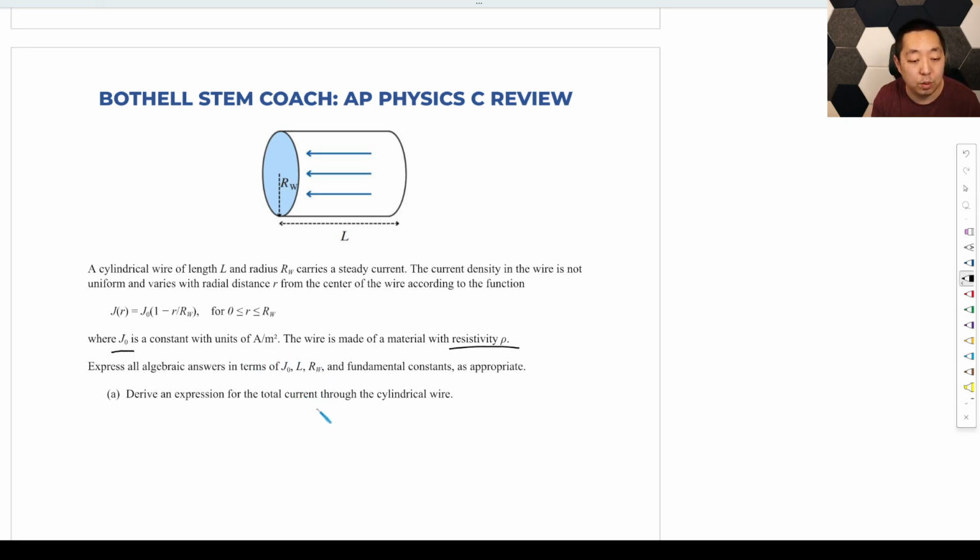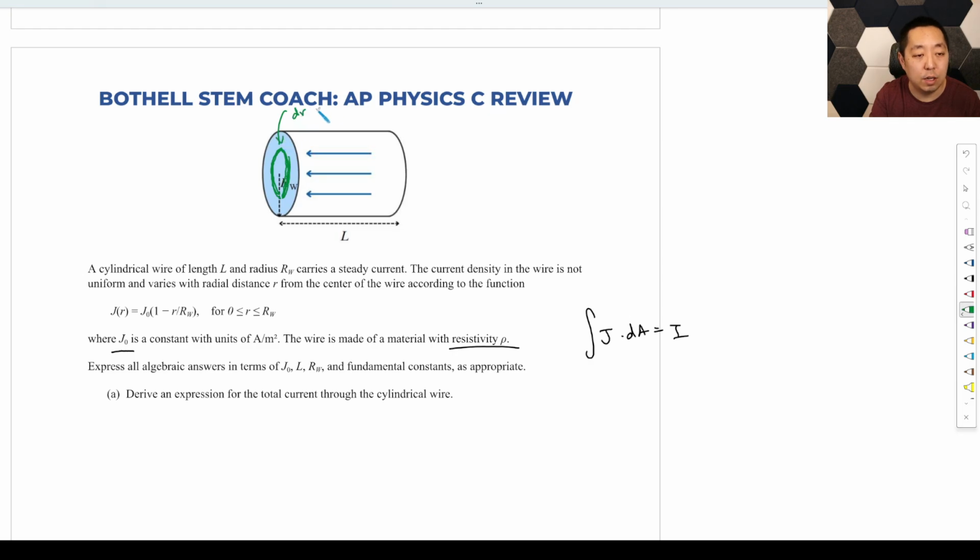Derive an expression for the total current through the cylindrical wire. The current density is current per area, so we want to integrate J dA to get the total amount of current. Because the density is a function of radius, you want to think about how to cut it up. You want to pick a ring that's very thin. If it's very thin, then the current density is about uniform there.